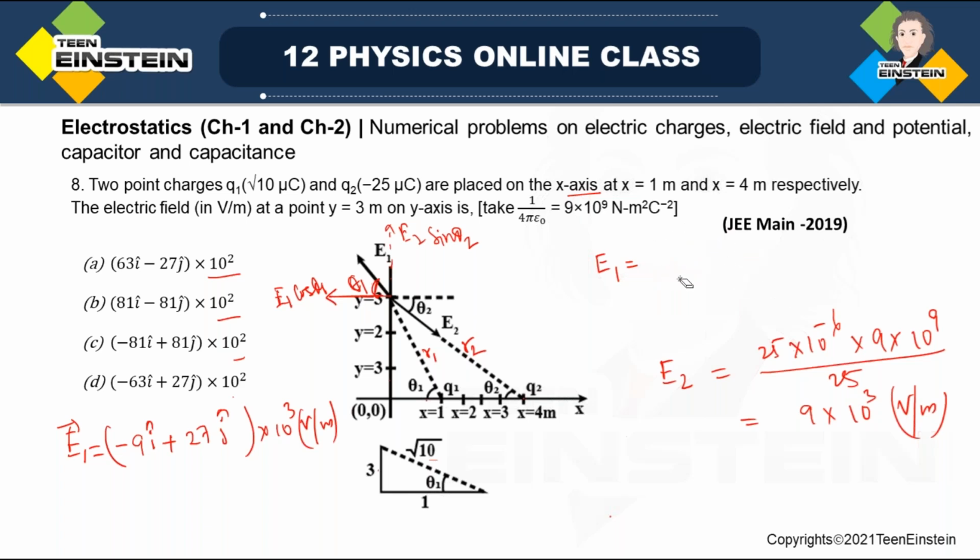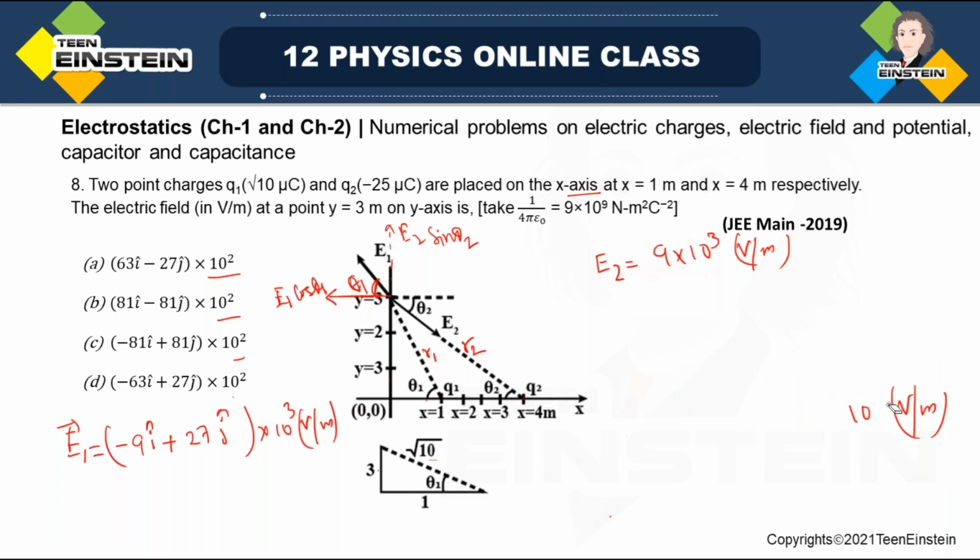Nine into 10 to the power 3 volt per meter. We have got the magnitude now. In a similar way, we'll try to write down the vector form of this electric field E2.